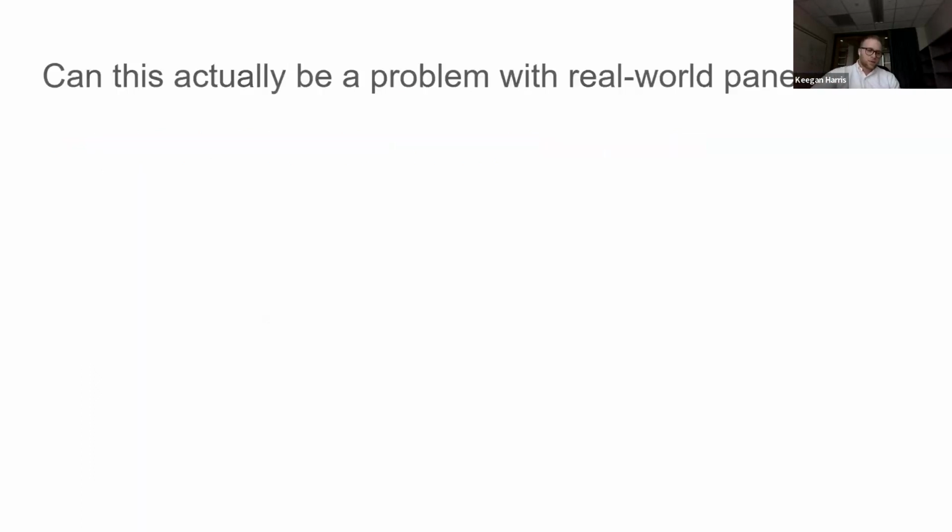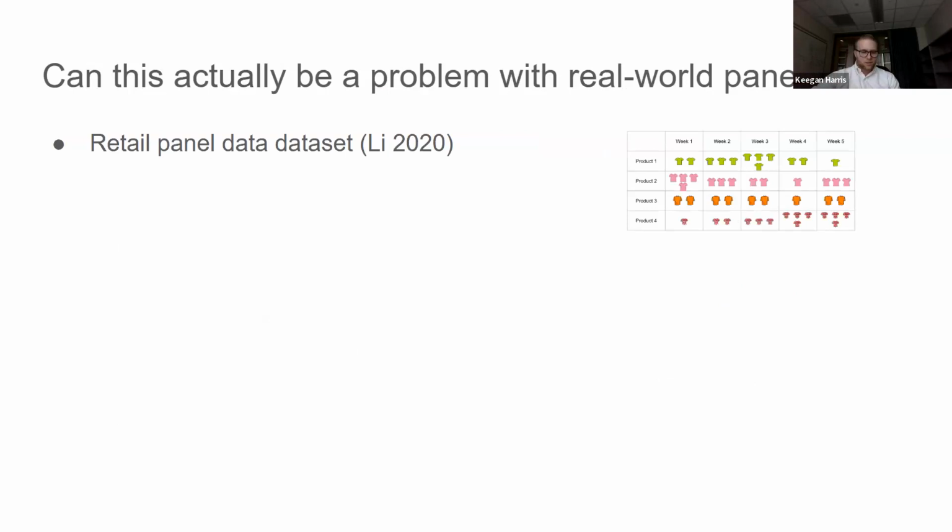And so one question one might ask is, can this actually be a problem with real world panel data? So we see if this holds empirically with an experiment on some real panel data set, which contains data about 24 products over the course of 18 months. And the prices of these products range from, say, $6 to $22 per item.